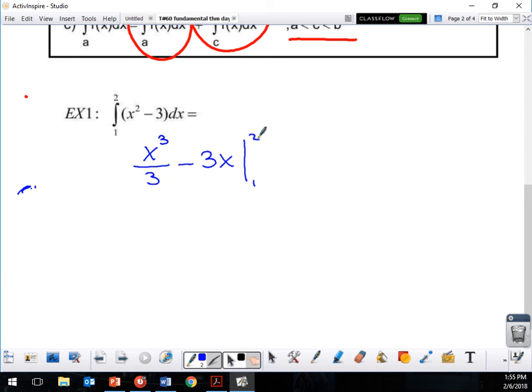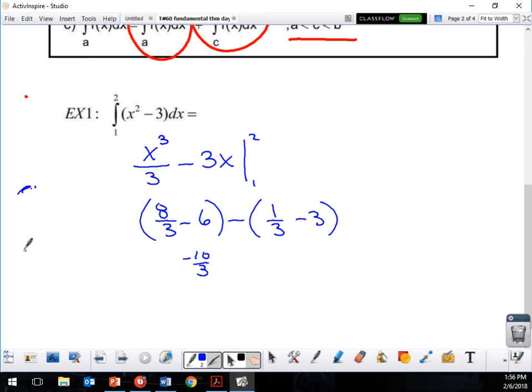So I'm going to get 8 over 3 minus 6, right? Minus my lower bound, which is here. It's going to be 1 over 3 minus 3. So this is going to be, what's that, 18 over 3? And so it's negative 10 over 3. Do you guys see what I did there? Okay, so common denominator. And this is going to be 9 over 3.